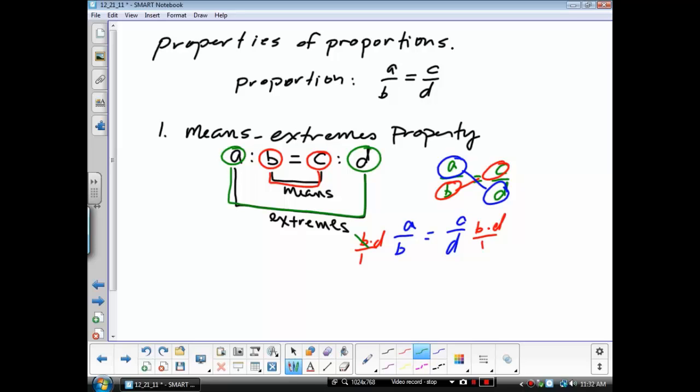the B's will reduce, leaving D times A. I'll put it A times D. Multiplication's commutative, it doesn't matter the order. And the D's will reduce here, leaving C times B, and I'll put it as B times C. Just keeping alphabetical. Usually when you write products, you write alphabetical. No reason, just multiplication's commutative, you can put it in any order.